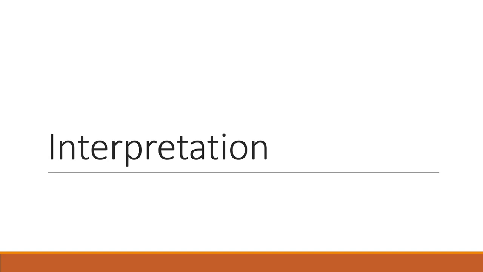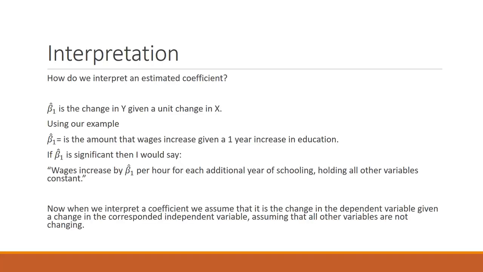Okay, now with that foundation laid, let's talk about how we interpret the coefficients from a multivariate regression model. Well, when we do our estimation, we're going to get estimates for all the betas in the model, right? And so we have a single coefficient for each independent variable. And we will interpret each of those coefficients in a very similar way as we did with the simple linear regression model.